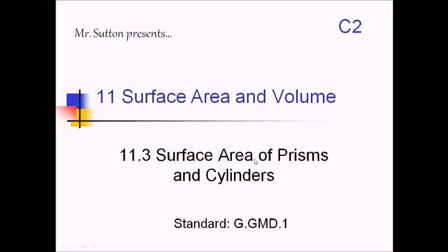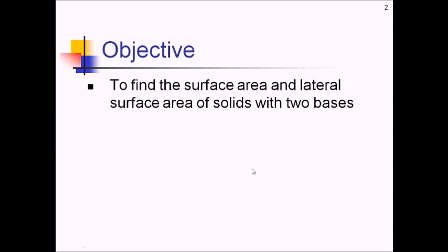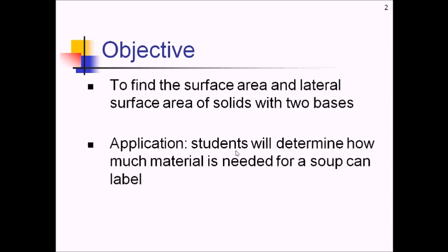In this one, we'll check out the surface area of prisms and cylinders. In general, the surface area of solids that have two bases. And we'll figure out how much material is needed for a soup can label.